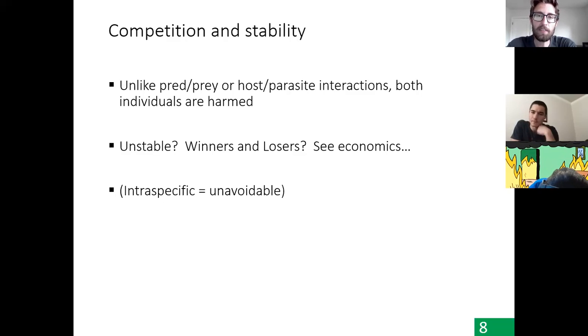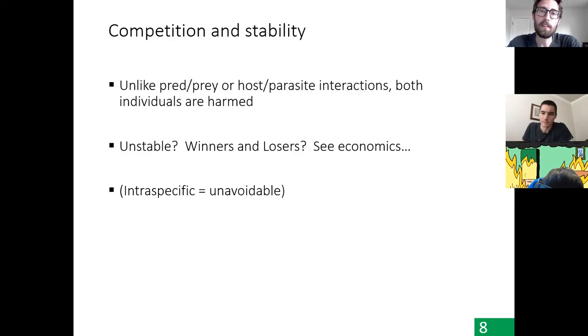However, in nature, we see lots of competition still. So I guess the question is, is competition stable? It looks like it is sometimes, right? We see things competing with each other. It's not total situations where you only get one winner. Otherwise, we would see one species in many places, and we don't really see that.